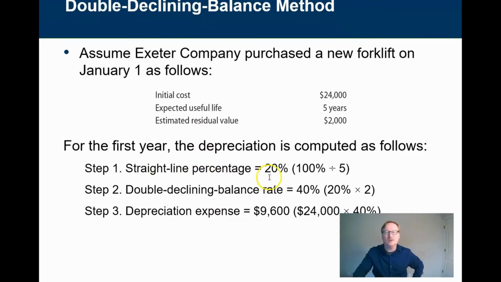Our straight line depreciation was 20% a year, right? Our double declining is going to be 40% a year. So we've doubled our 20%, our straight line, and then we multiply that times our cost, the depreciable cost. 40% times the 24,000, because that's up here, right? 24,000 times 40% instead of 20. This is the first year. 40%.